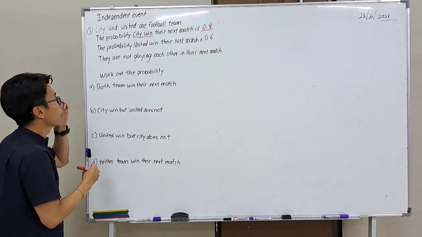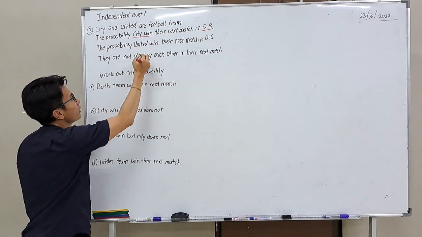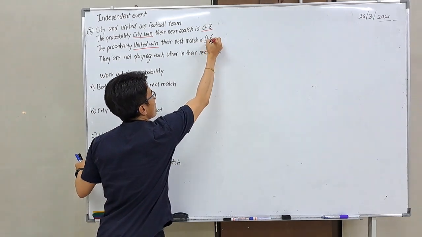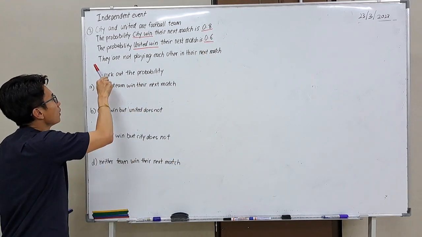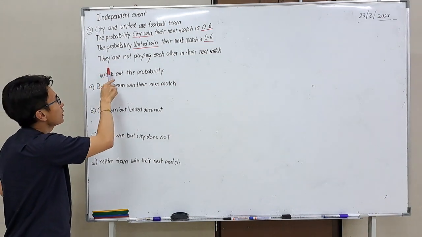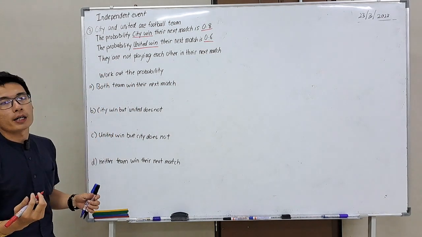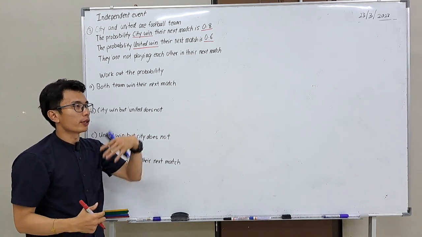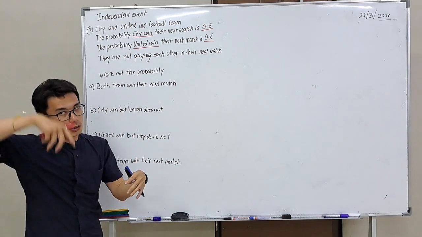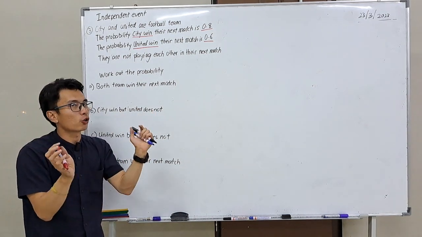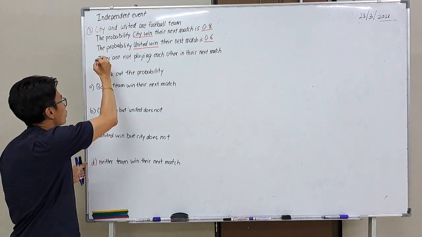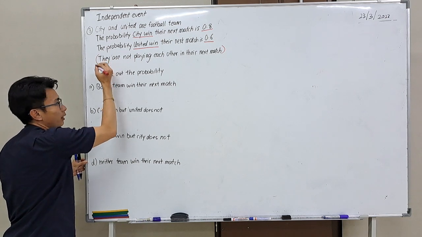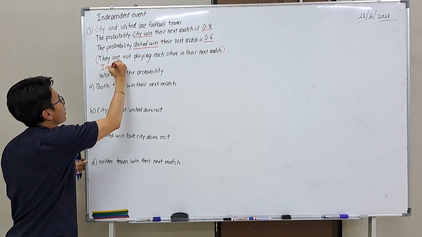Let's stay with that first. And then the probability that United win their next match is 0.6. And then this line says they are not playing each other in their next match. Which means City is playing with another team, and United is playing with another team. They are not competing together. So this sentence is a hint that tells you that these events are independent.